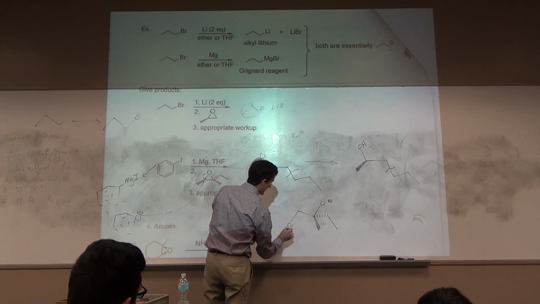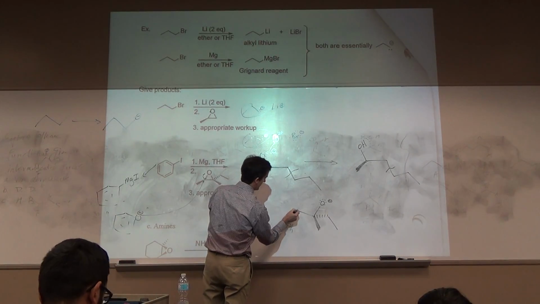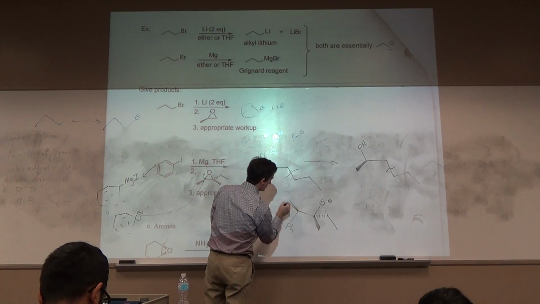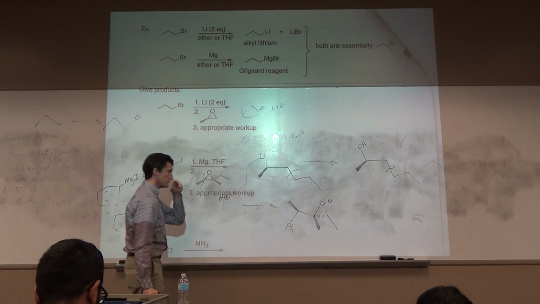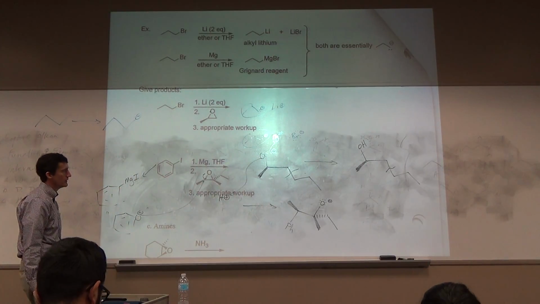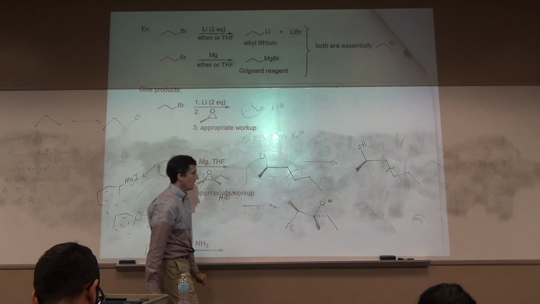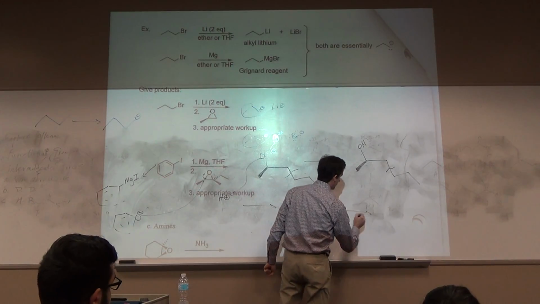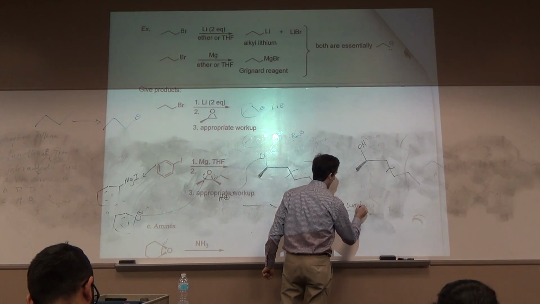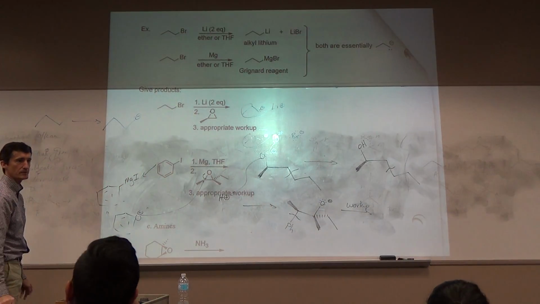I'm just going to draw that ring as phenyl. This is the benzene ring bonded to this carbon. We get this product here. We're going to make that bond there. And then workup. Well, just put the H on. Make it neutral, with H plus.